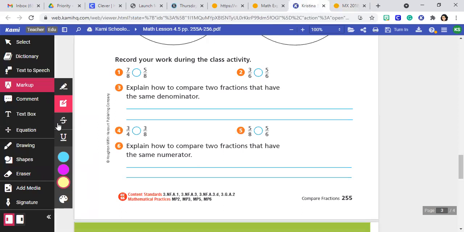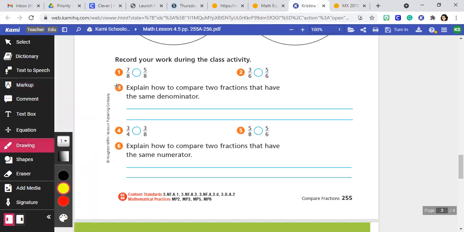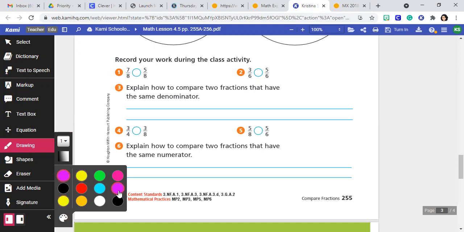So I'm going to put in the symbol: 7/8 is greater than... oops, I don't like that one there. I'm going to choose a different color. How about purple? Is purple okay with you guys? I hope you like purple. 7/8 is greater than 5/8.